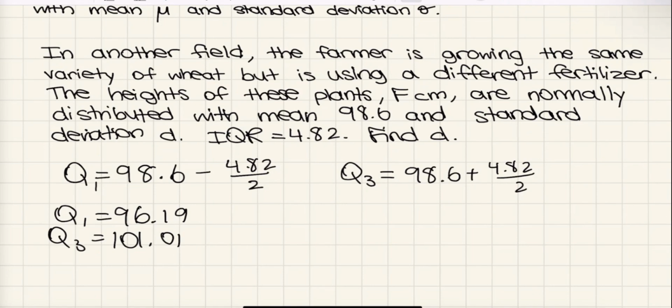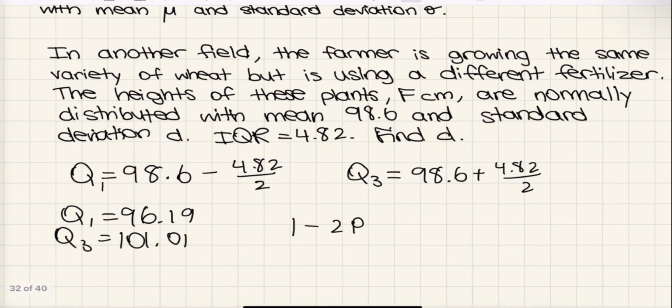Okay, now we need to attempt to find D using the graph or the table, right? So what is D exactly? It's the standard deviation. And we know that 1 minus 2 times the probability of Z being less than negative 2.41 over D must be equal to 0.5, right? This represents half of the data, all right? And so then we need to figure out what the answer is for that.